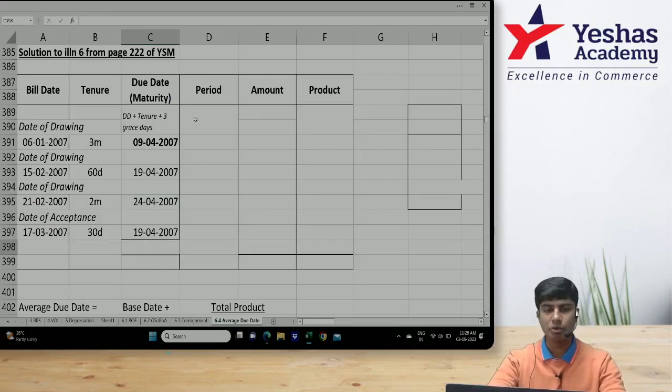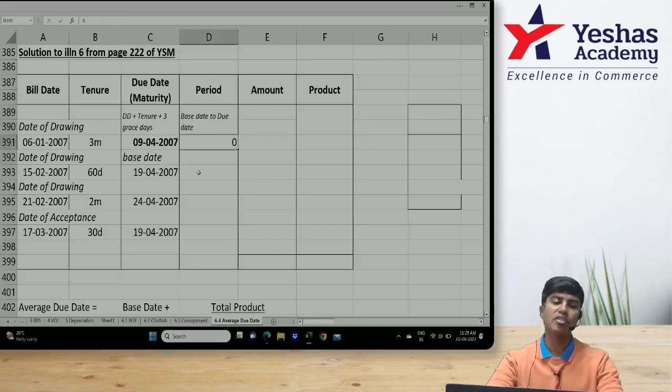Now come on. Let's compute period. Earliest is 9th of April. 9th of April is base date, 0. 9th of April to 19th April, 10 days. 24 minus 9, 15. And 19 minus 9, 10 days.